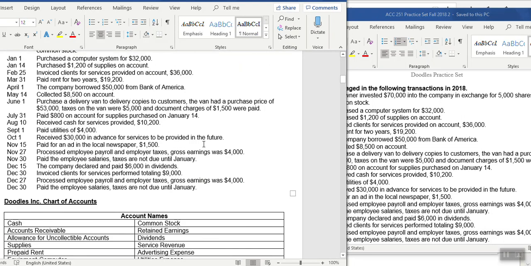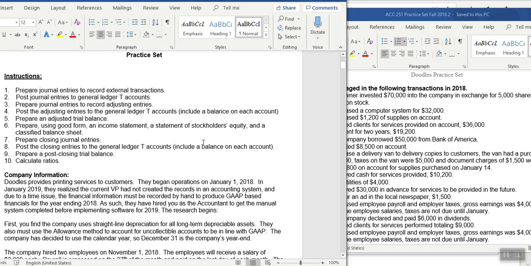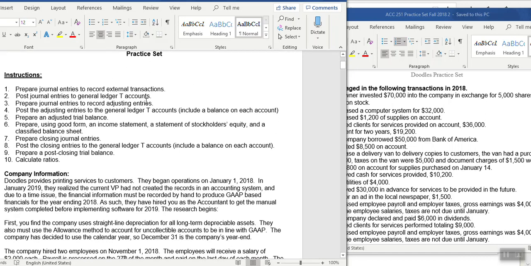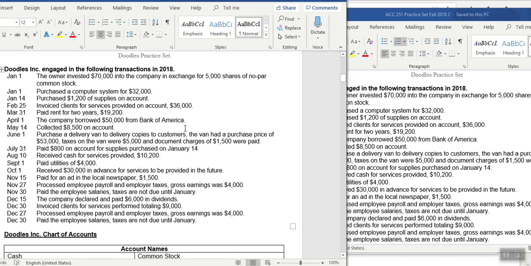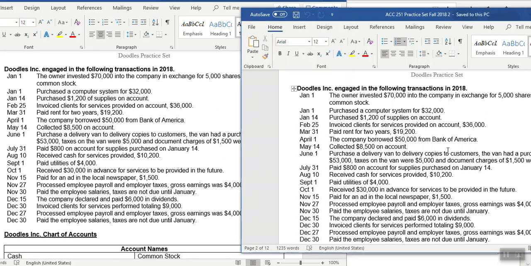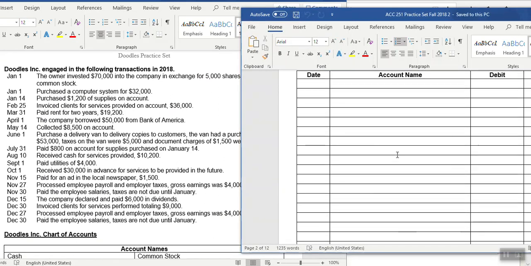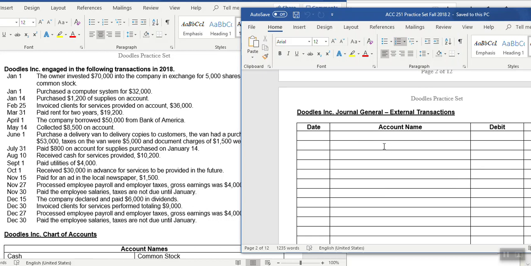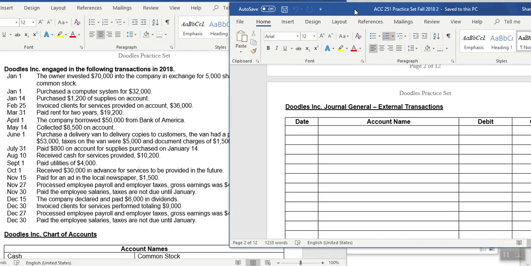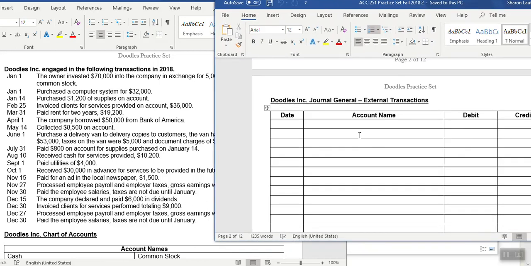So the instructions say prepare journal entries to record external transactions. So that's these. Just so we can see them together, here's our journal entry, or our general journal. You could print this off and do it by hand if it's easier for you to write it in by hand.